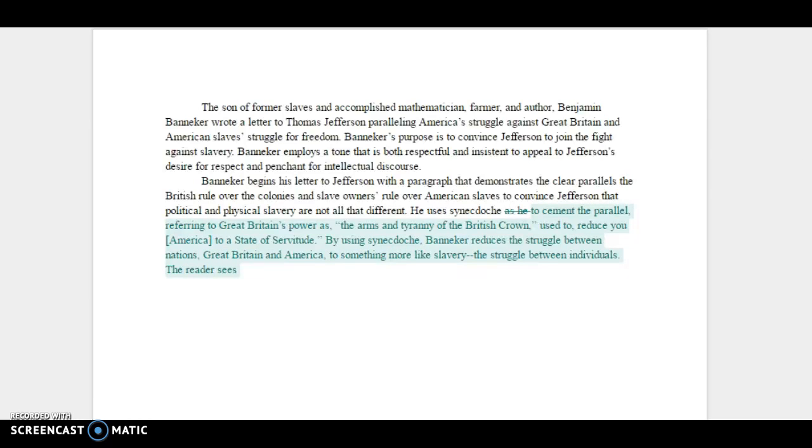I provide a second. So this is my commentary right here, of the quote that I just provided. And then I have a second sentence of commentary that I'm getting ready to show you.